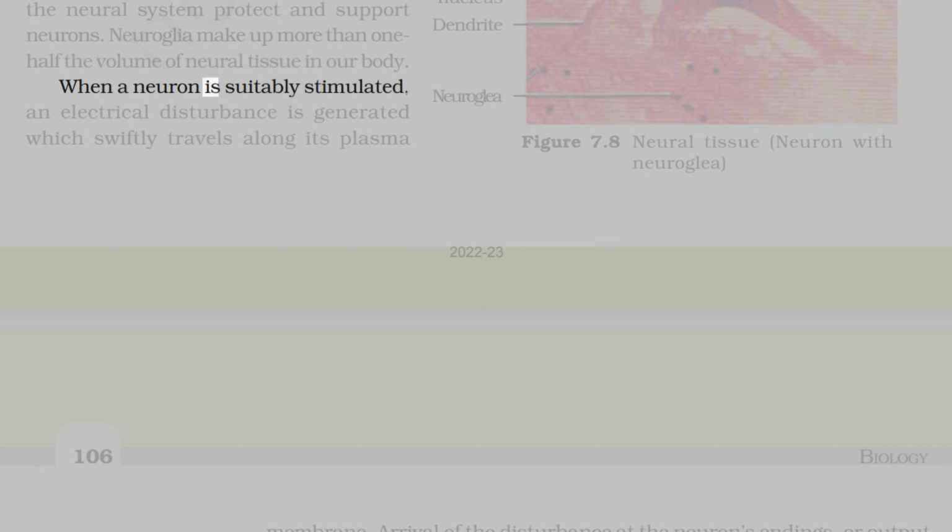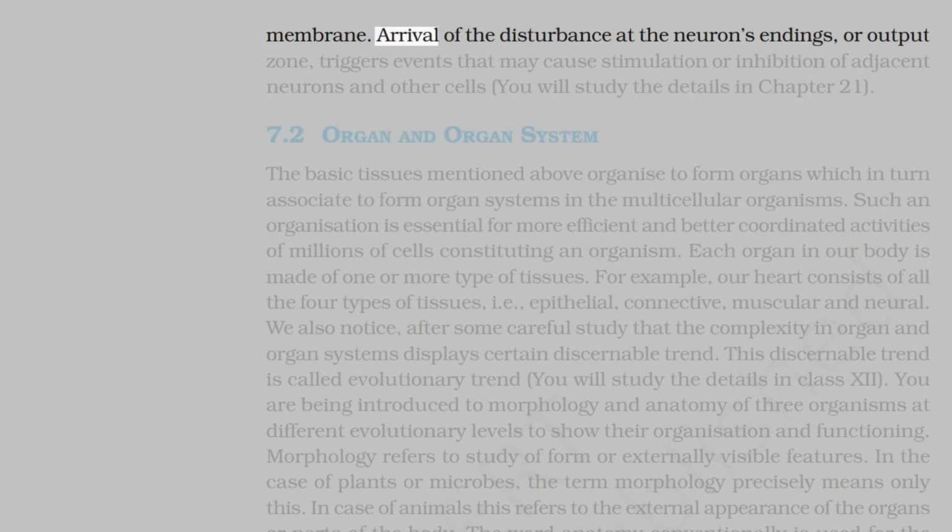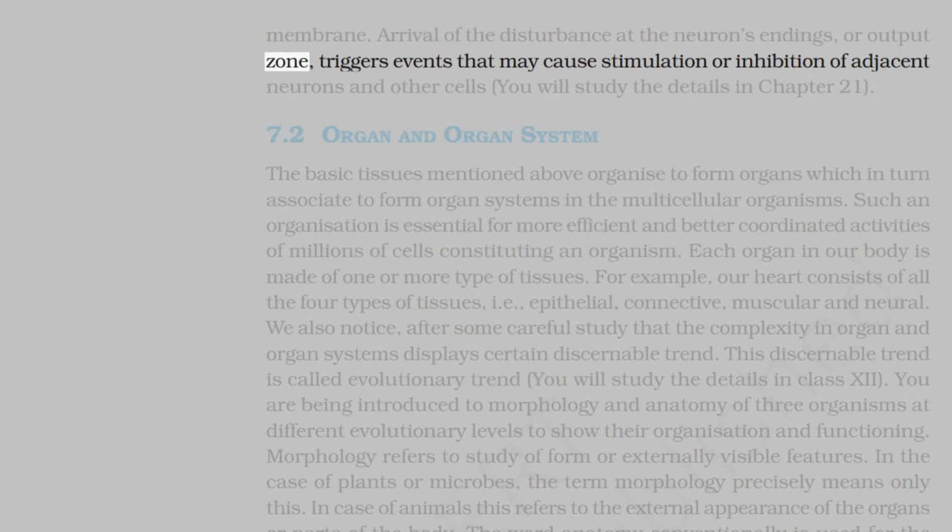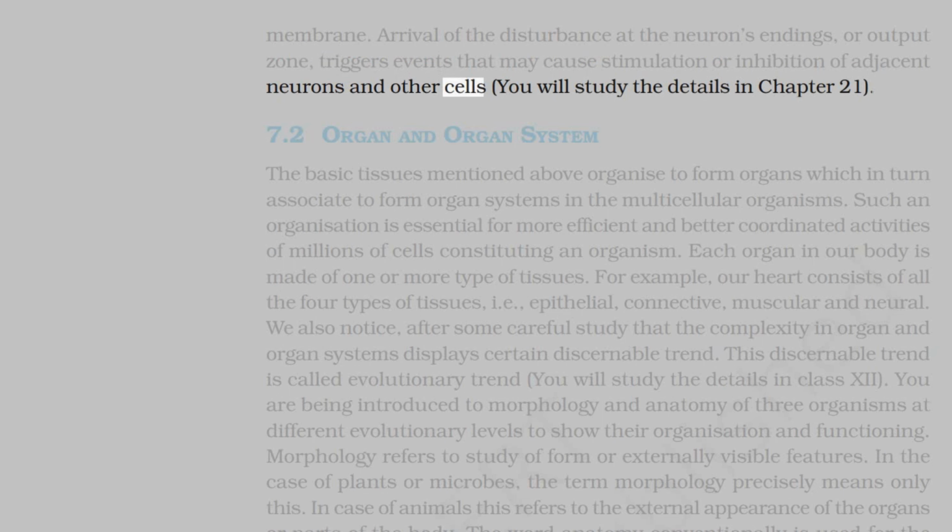When a neuron is suitably stimulated, an electrical disturbance is generated which swiftly travels along its plasma membrane. Arrival of the disturbance at the neuron's endings or output zone triggers events that may cause stimulation or inhibition of adjacent neurons and other cells. You will study the details in chapter 21.